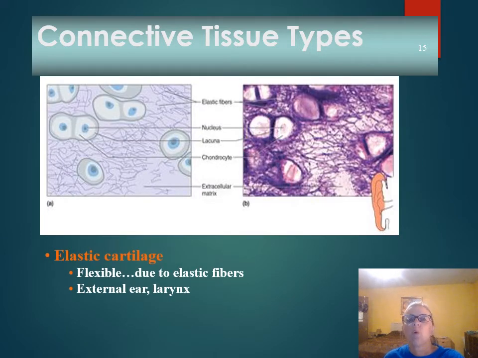Elastic cartilage is more flexible than hyaline because the extracellular matrix has a dense network of elastic fibers. This forms the framework for the external ears and part of the larynx. Right? You can see it has that scratchy appearance to the extracellular matrix. You see those lines here, and it's scratchy looking, and you'll see that much more in your lab section for this.